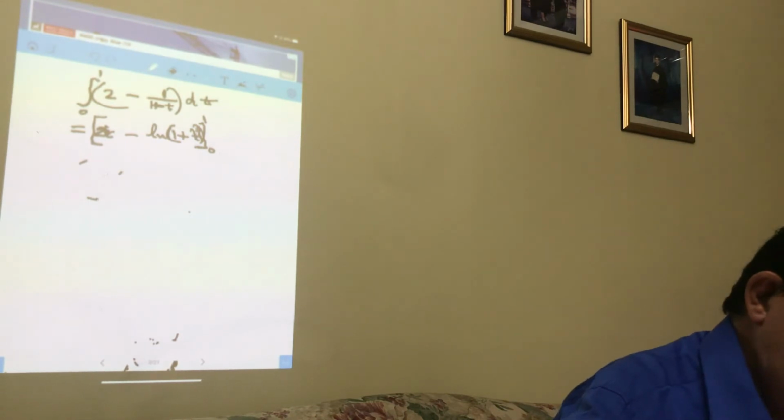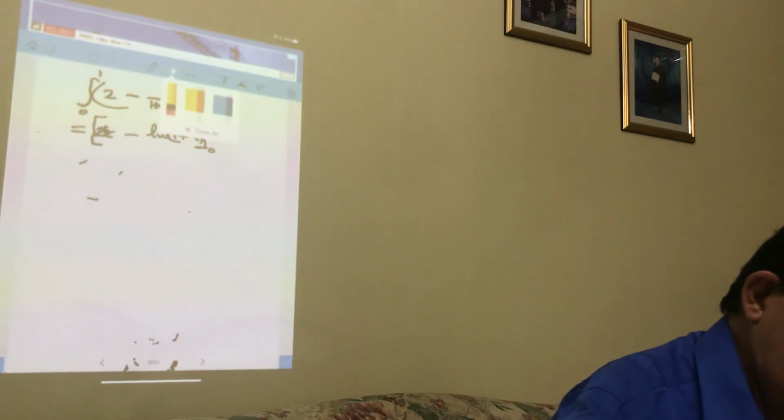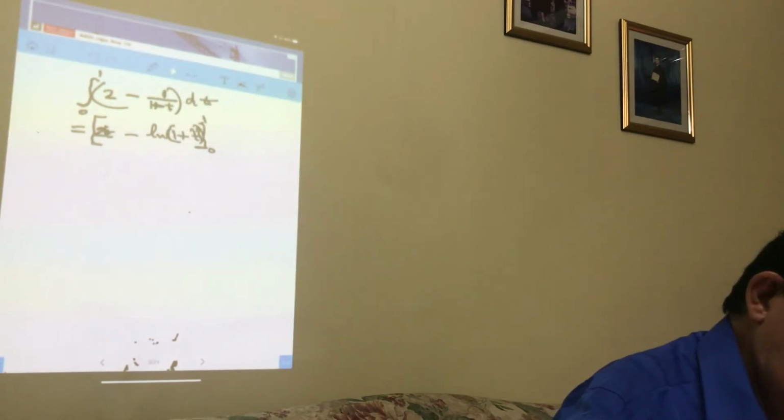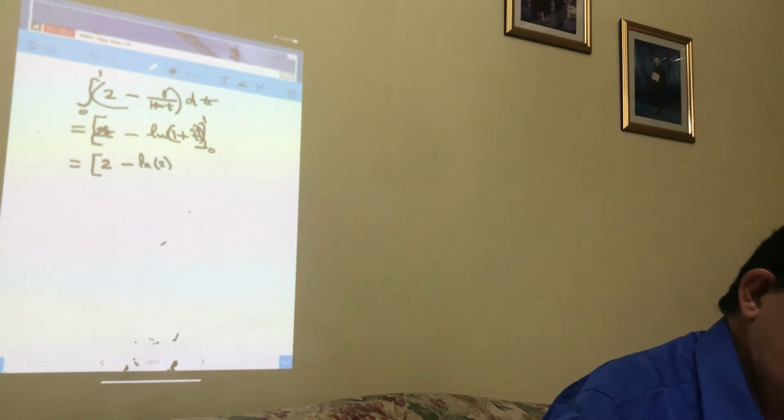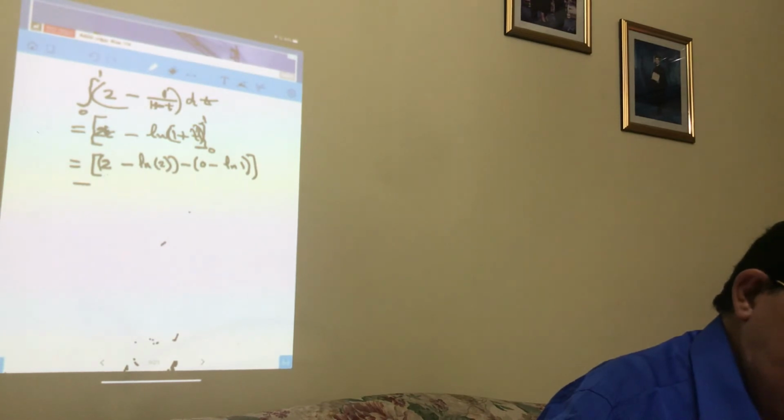We substitute 1 first, and then we substitute 0. We get 2 times 1 is 2, minus ln of 1 plus 1, which is ln 2, minus 0 minus ln of 1 plus 0, which is ln 1, which is 0. Therefore, the answer is 2 minus ln 2.